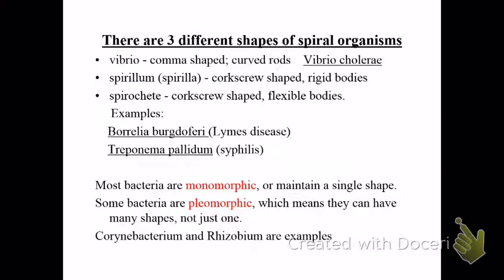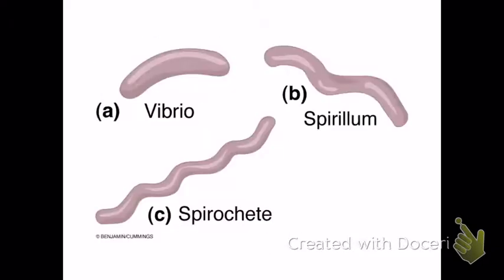Spirillum, that's a shape of organisms. That is a corkscrew. Think about it like a wine opener. So a corkscrew shape. And then a spirochete is more flexible, kind of like an Arby's curly fry. You can see the picture here. You can see the difference in the spirillum and the spirochete.